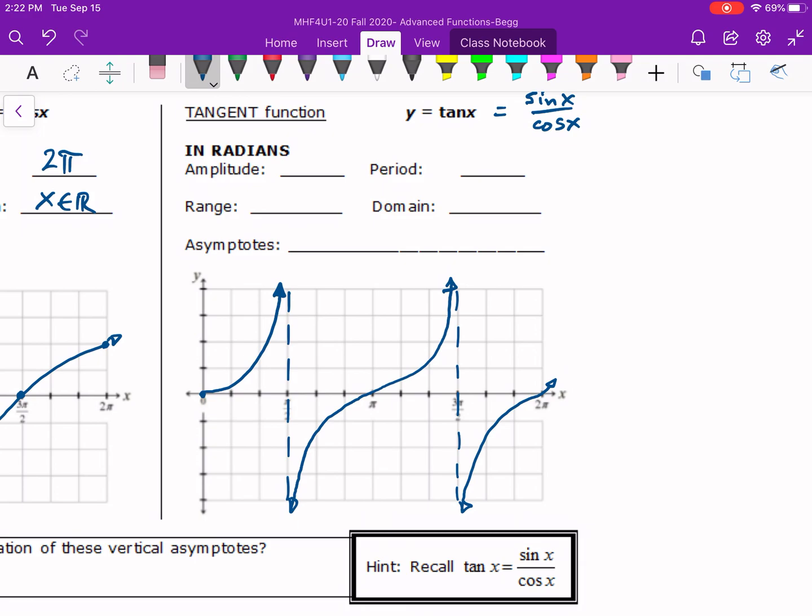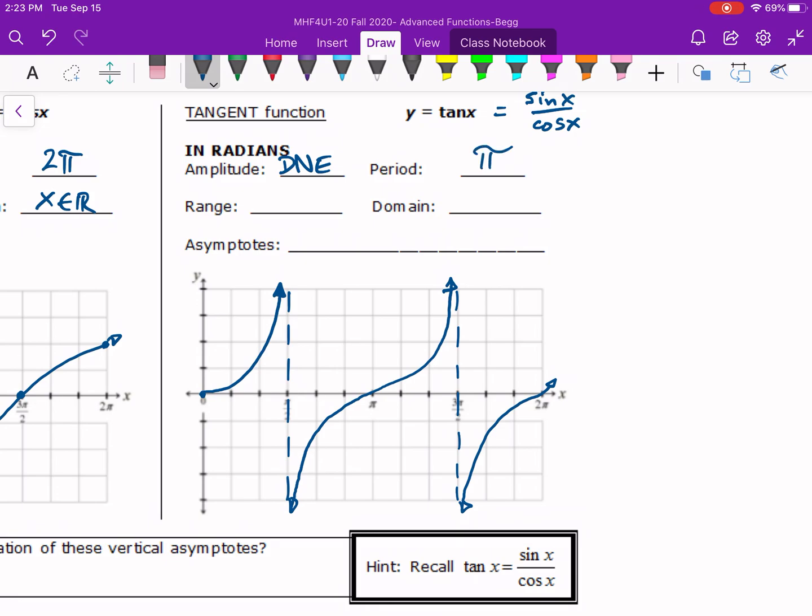The amplitude, the distance between the axis, the x-axis, and the maximum, well, there is no maximum since it goes up to infinity, so it does not exist. D and E does not exist. The period, before it repeats, is just pi. It's not 2 pi this time.